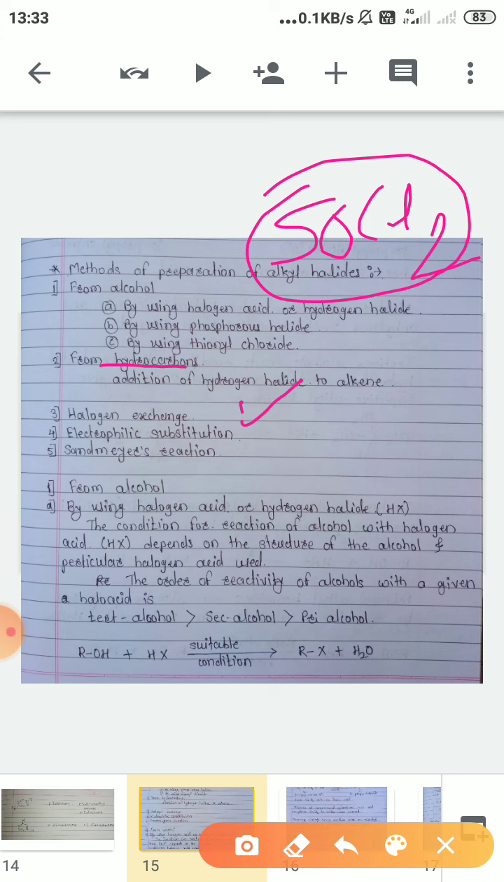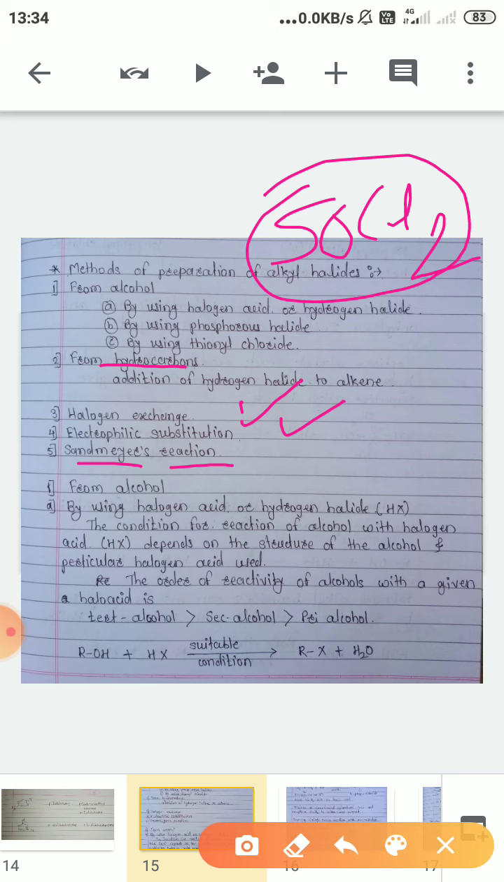Then electrophilic substitution reaction. We'll see in detail with the mechanism of this electrophilic substitution reaction. And last one is Sandmeyer reaction. So first, clear out the methods of preparation only by names of that particular reaction, and then try to remember them separately. Now we are going to see in detail first from alcohols.